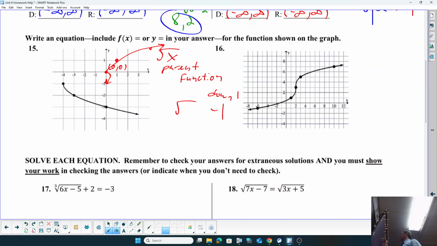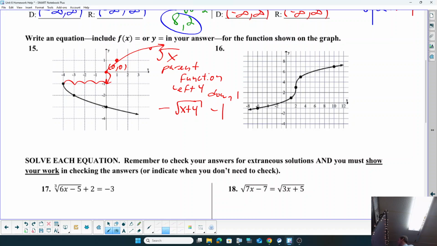And how far have we gone? 1, 2, 3, 4. So we've gone left 4. Uh-oh, do you remember what left 4 looks like? Remember, opposite sign. Left 4 is actually plus 4. There we go. So plus 4.